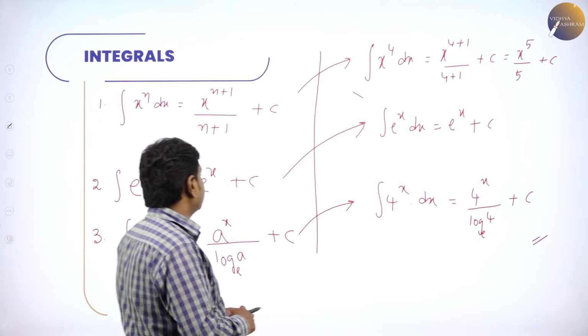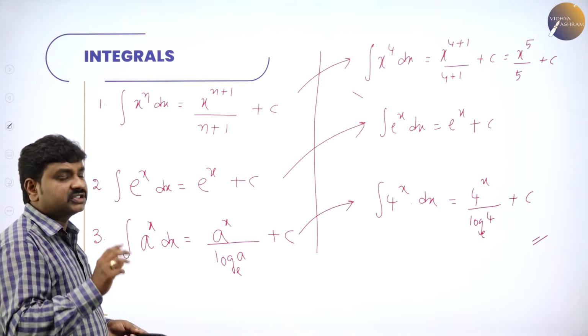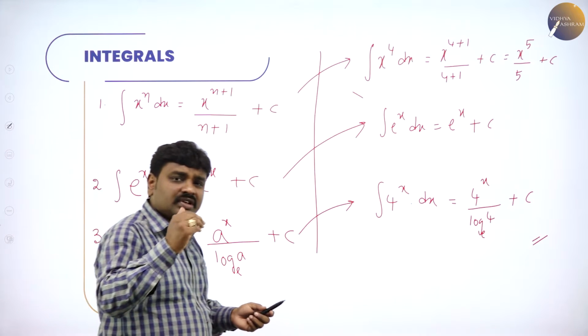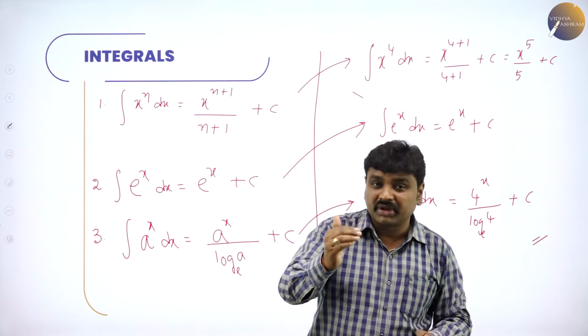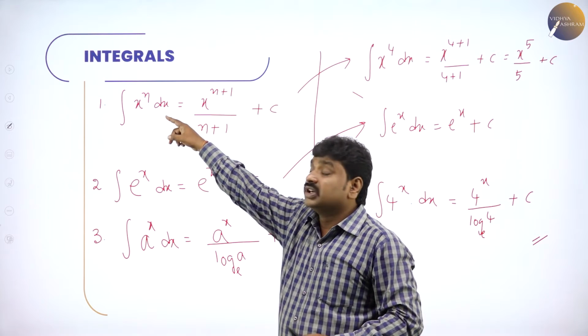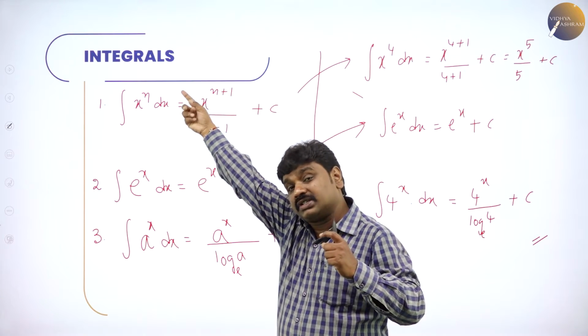So first become thorough with the three standard functions. Integration of x power n is x power n plus 1 by n plus 1 plus c. Integration of e power x, integration of a power x divided by log a. What is the difference between first and third? In first, variable is in the base and constant is in power.